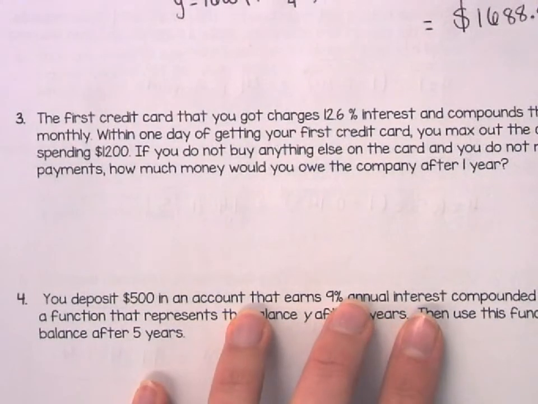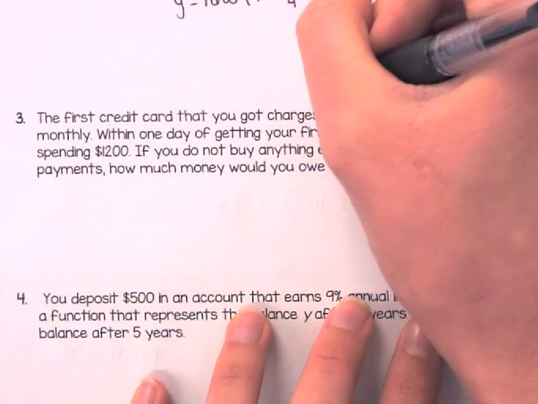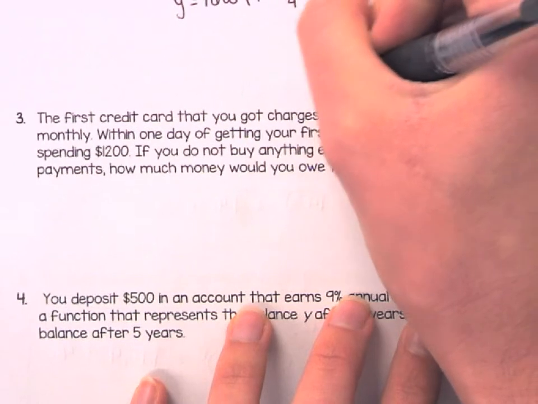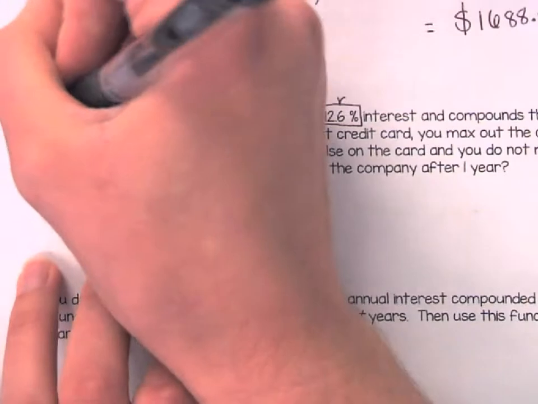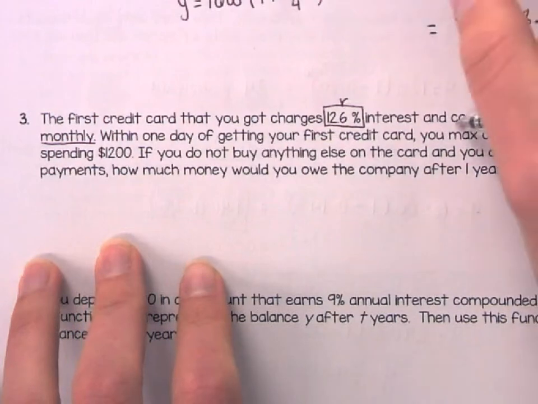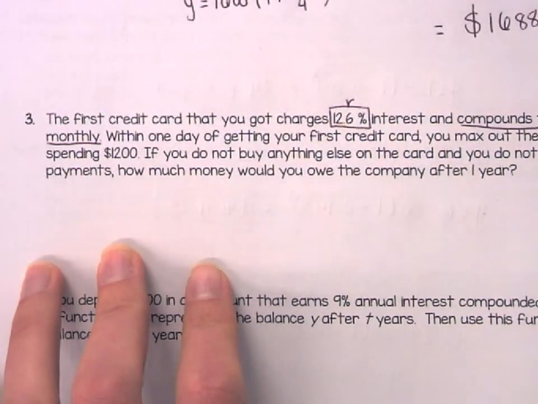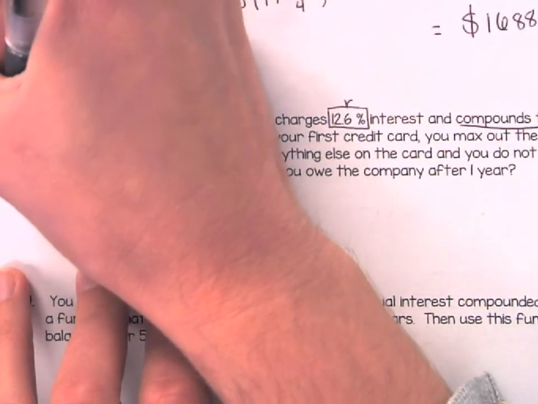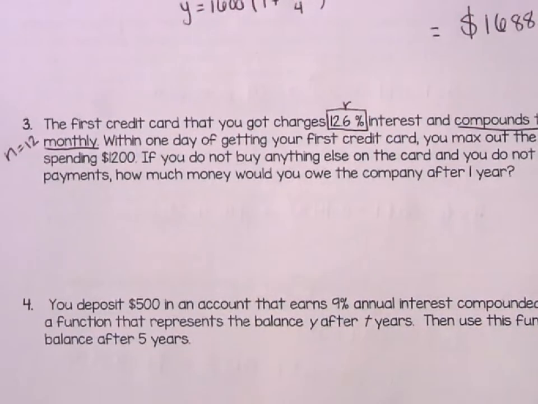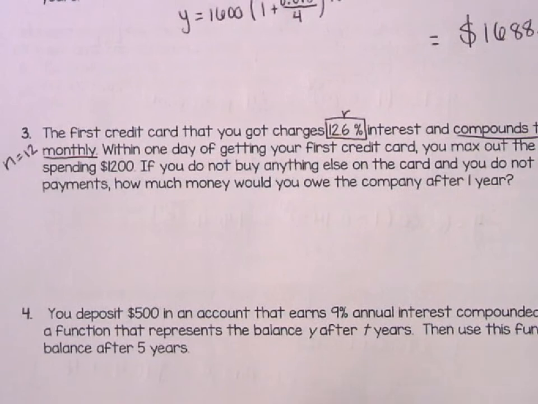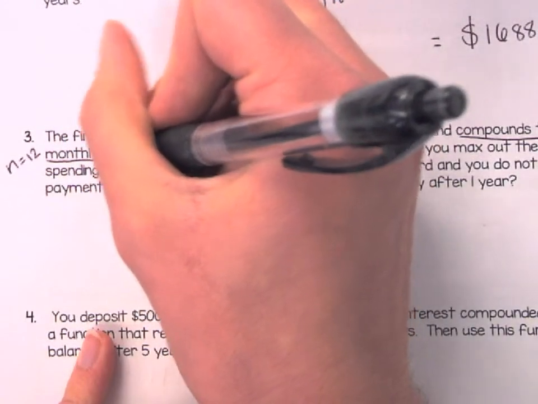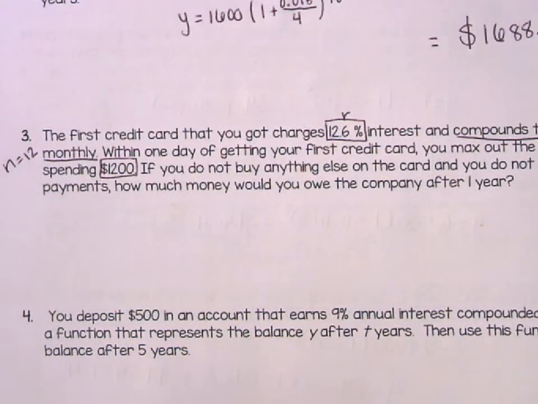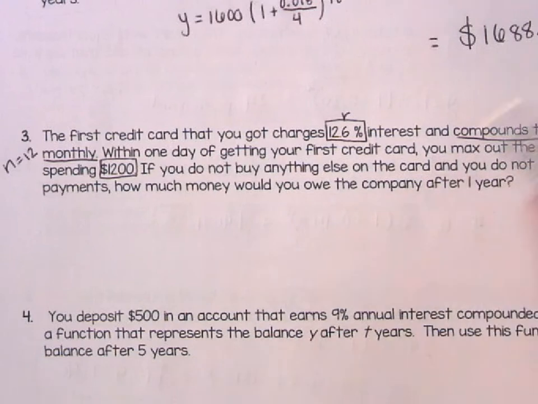On number 3, the first credit card that you got charges 12.6% interest, so that's our rate. It compounds that interest monthly, so that's an n value of 12. Within 1 day of getting your first credit card, you max out the credit limit by spending $1,200. If you do not buy anything else on the card and you do not make any payments, how much money would you owe the company after 1 year?